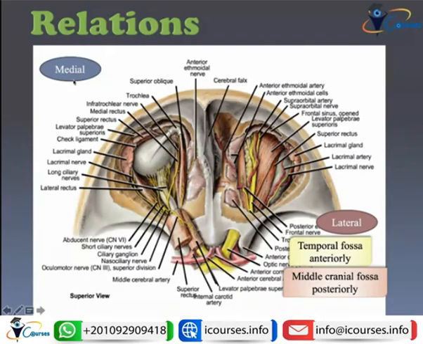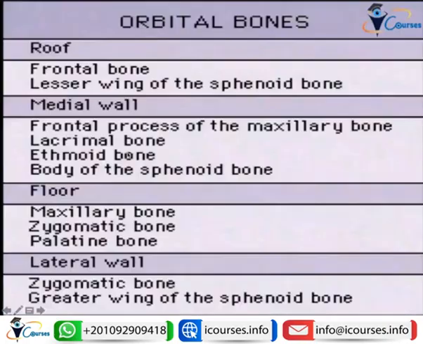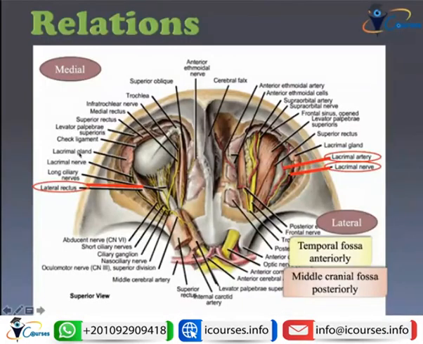And what are the structures that are located medial to the lateral wall? So we have the lateral rectus along all the length of the lateral wall, and above the lateral rectus there will be vessels and nerves called the lacrimal artery and lacrimal nerve. These run above the superior border of the lateral rectus muscle to supply the lacrimal gland.